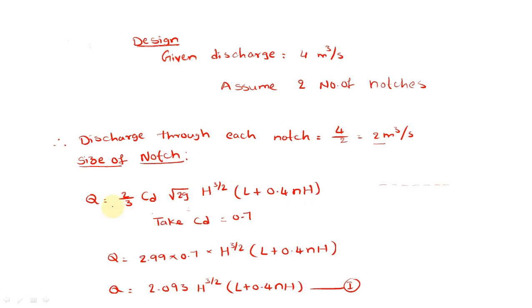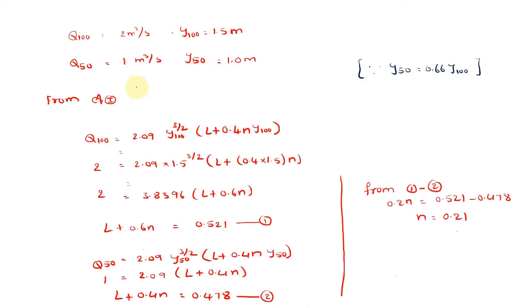And we know the formula. Q is equal to 2/3 CD root 2G times H power 3 by 2 times (L plus 0.4 NH). Now I am taking CD as 0.7. In the previous design I told you 0.75, but here I am taking 0.7. By keeping this CD value, you will get Q is equal to 2.093 H power 3 by 2 times (L plus 0.4 NH). Okay. Now, see what is Q?